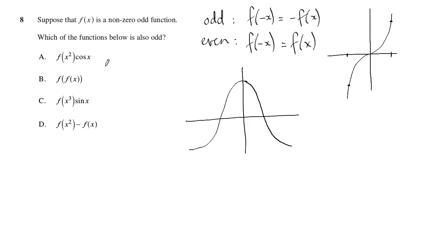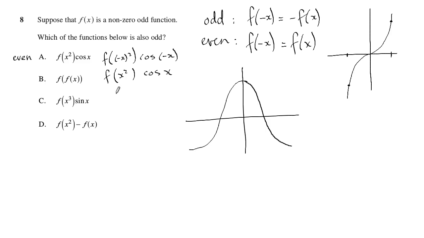So the idea is to plug in minus x and see if you get the same thing or do you get the negative of this. Let's try it out. If I plug in negative x, minus x squared is just x squared, and then cos of minus x is just cos x, because cos is an even function, that's its graph there. So we get the same thing when we plug in negative x. That's just equal to that. So that makes this one an even function. So that's not the answer.